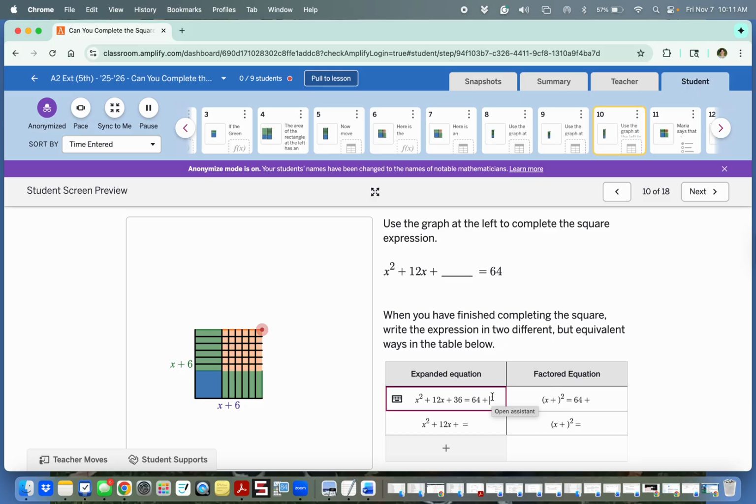And then why slide 10 is kind of a step up is because it's showing an actual equation. So just like anything we've done, if we add 36 to one side, what do we have to do? Add it to the other, right? To keep our balance. And then I'm just going to do one more little piece and then let you work through for a little bit. The factored equation on the left is going to be x plus 6 squared. On the right is going to be still 64 plus 36, but that's going to get us 100.